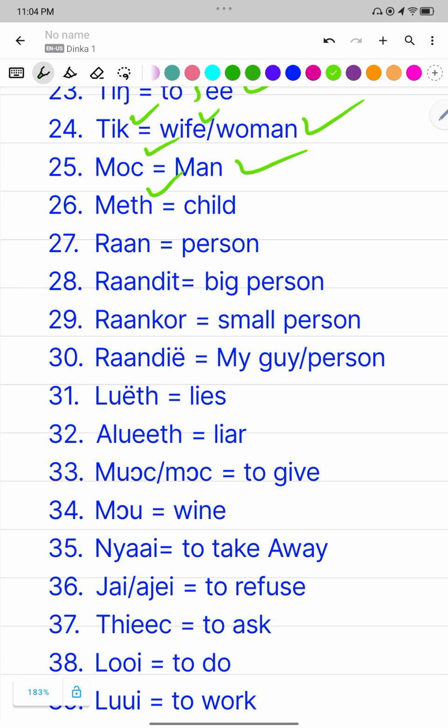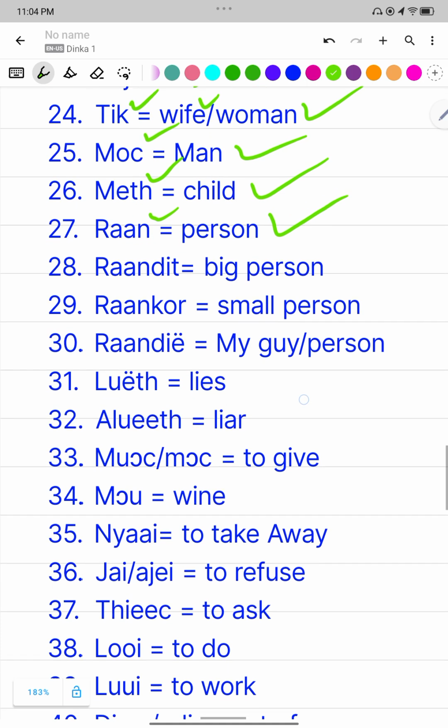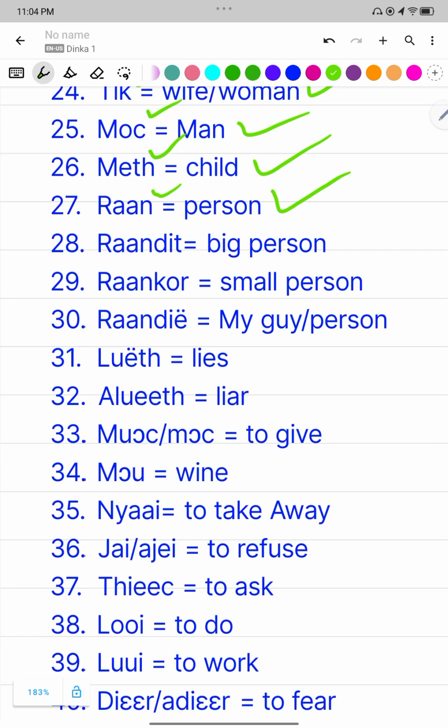Number 26, map. Map means child. Number 27, ran. Ran means person. That is ran. Number 28, randit. Randit means big person, or big man. It's very common in South Sudan. Randit means a big person.